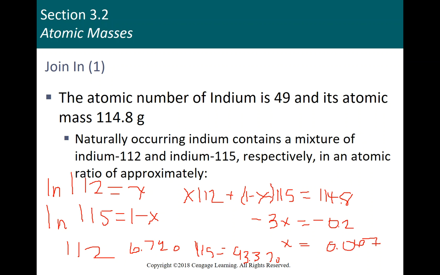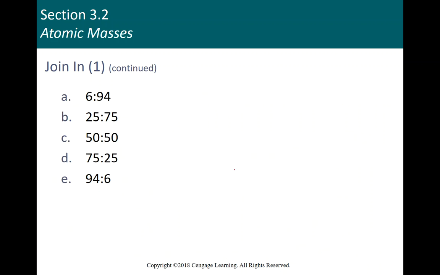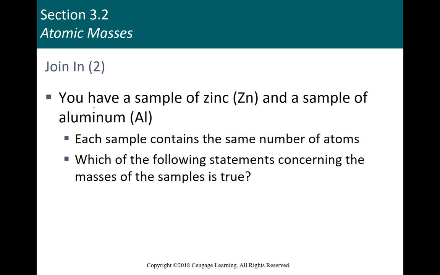Okay. The next slide gives us multiple choice. So remember, 112 was about 6.7, and 115 was about 93, and it wants to know the abundance respectively, so the ratio of 112 to 115. So here I've got basically 7 to about 93. So let's look at our multiple choice, and we have one that's really close. We have 6 to 94, and so that would be the correct choice on that one. And I'm sure we would get closer to 6 to 94 if we had the actual masses instead of the rounded masses.